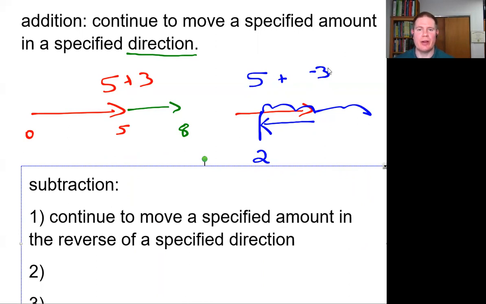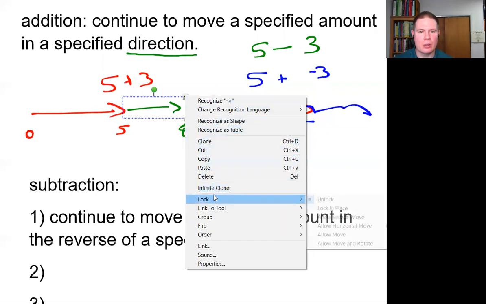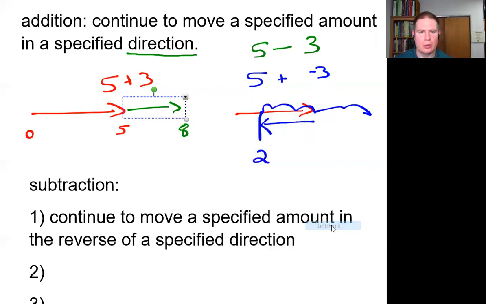And so that's where, instead of saying 5 plus -3, where I'm saying this 3 is going backwards, I can instead write 5 minus 3, where I have a 5 and a 3, both positive numbers. But instead of moving forward 3, I'm moving the reverse direction of 3. I'm moving that 3 and I'm taking it and reversing it. See if I can do this here. This is going to take too long to, here you go, flip. Ta-da! Now it's going in the reverse.